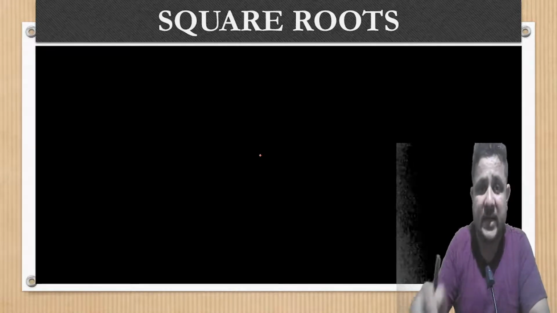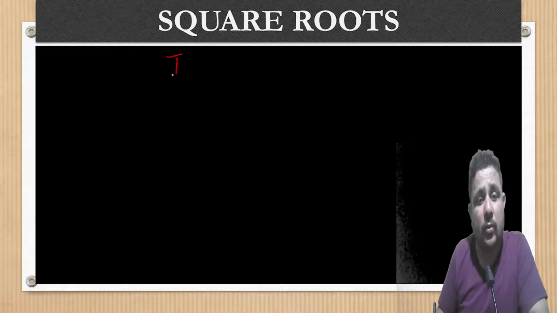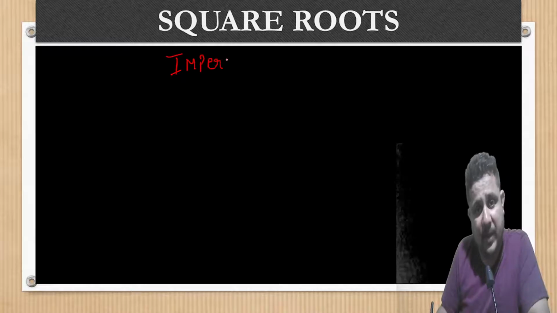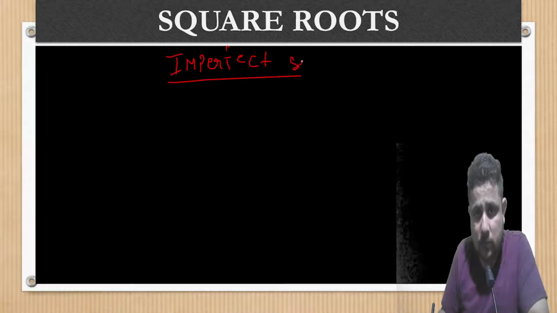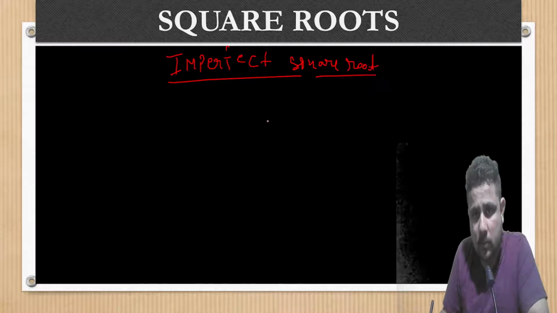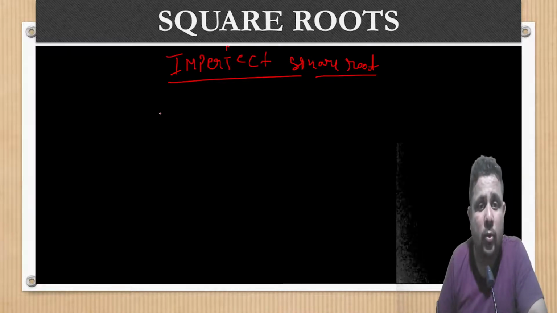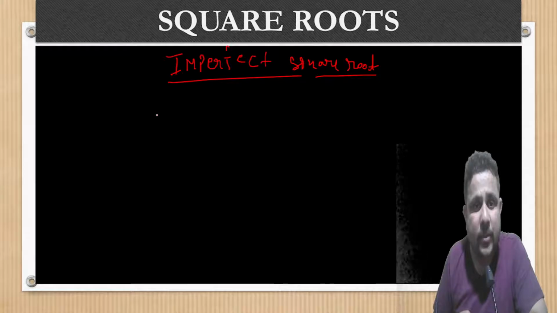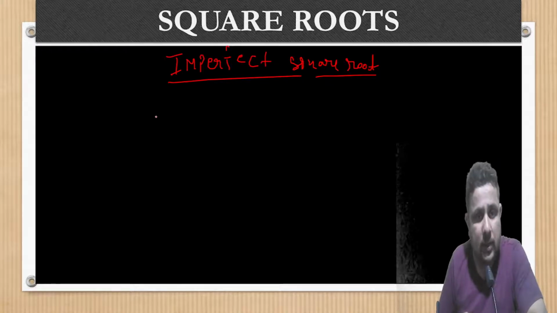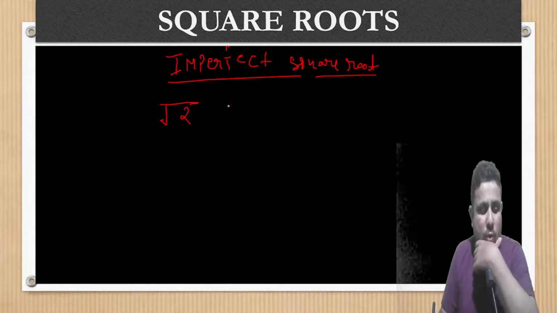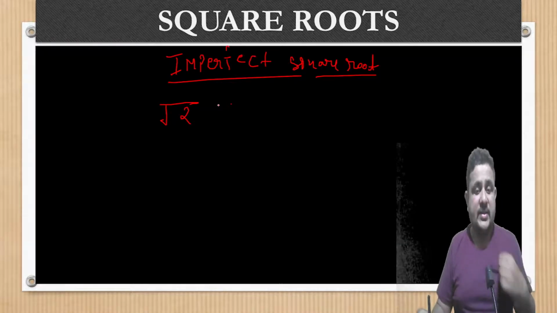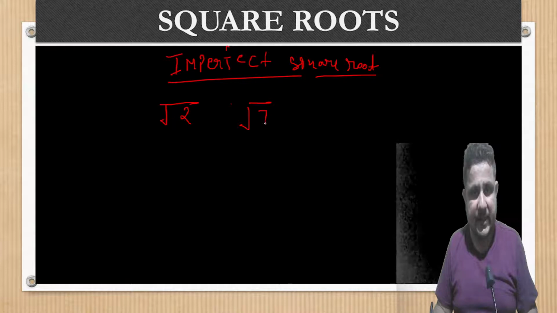Okay. Now let's move on to the imperfect square root. There are two ways to solve imperfect square root. Imperfect square roots are those whose square roots come in decimal. Suppose you need to find the square root of 2, or the square root of 7.